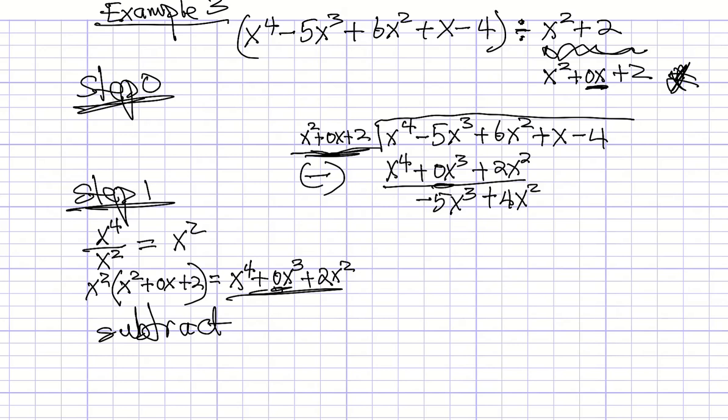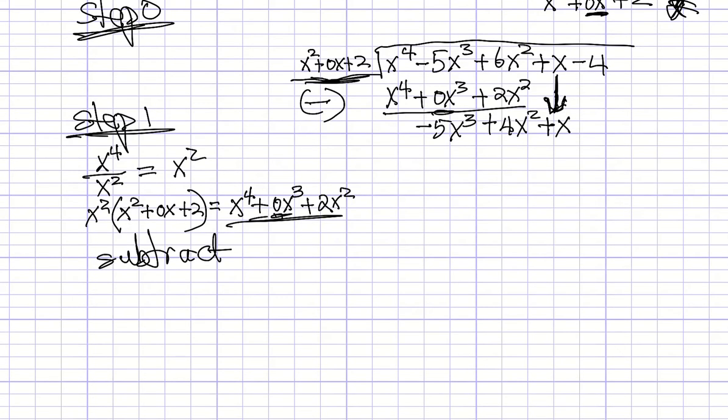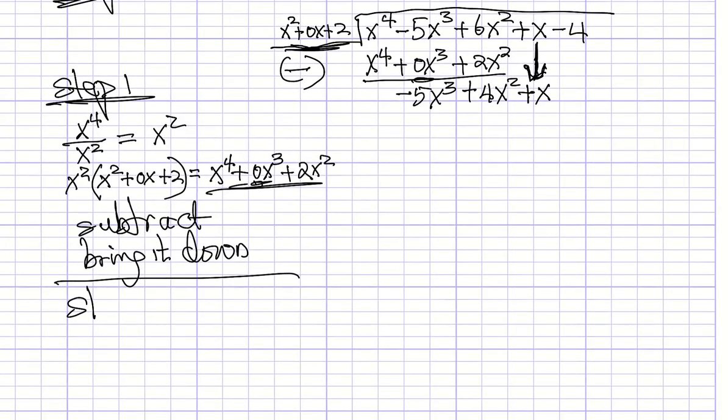So this is what you get, and then you bring this down. Bring the next thing down. Make sure you bring the sign down too. The sign that goes with it is plus x. Once you bring that down, you're done with that step, and then you move on to step 2.